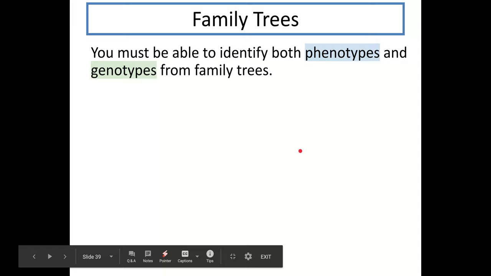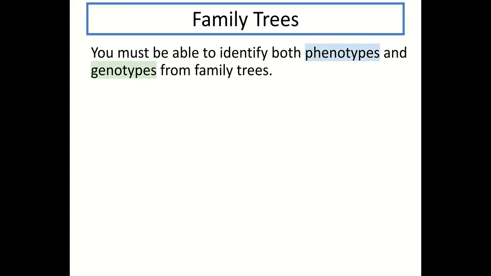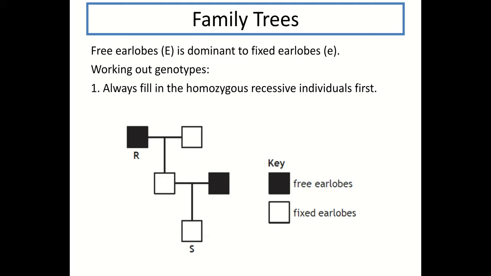So the final thing you need to be able to do in this topic is to identify both phenotypes and genotypes from family trees using all of the information we've learned about genetics so far. Now there is a simple process that I like to teach to help to make sure you can work out any answer. For these examples, we're going to try and fill in every phenotype and genotype for every individual in the family tree. However, in a test or exam, they would never ask you to do that. They would only ask you about certain individuals and you would have to work them out. But it is really, really good practice just to do them all for now until you get used to it and get the hang of it.